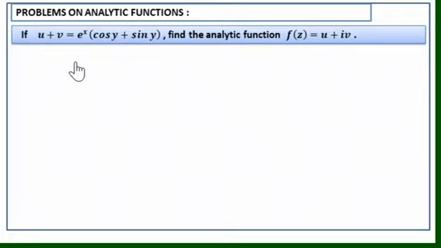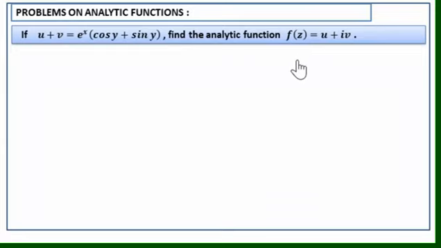So the first problem is: if u plus v equals e power x (cos y plus sin y), find the analytic function f of z equal to u plus iv. Here notice u plus v is given, that is, the sum of the real and imaginary parts of f of z is given. To find f of z, first we will find f dash of z and then, integrating with respect to z, we will get f of z.